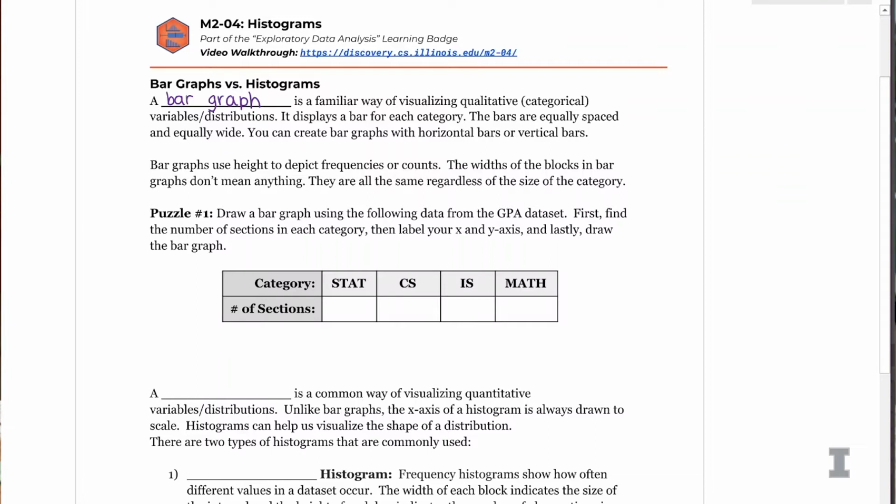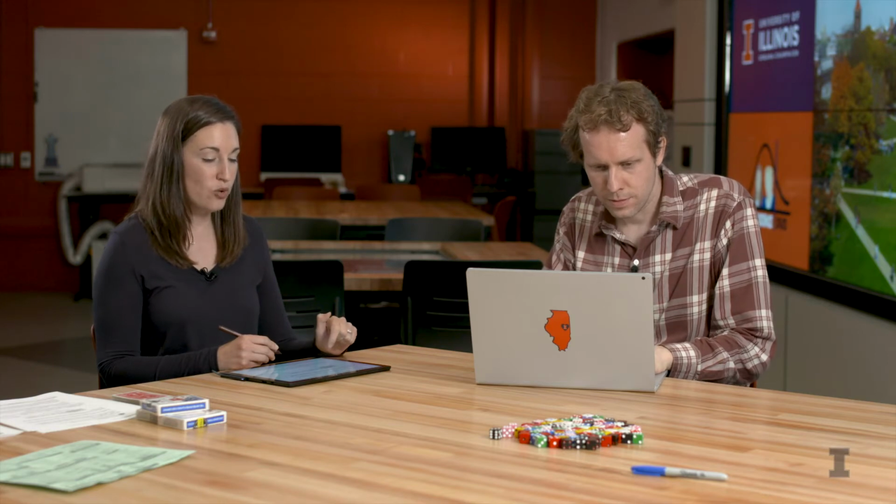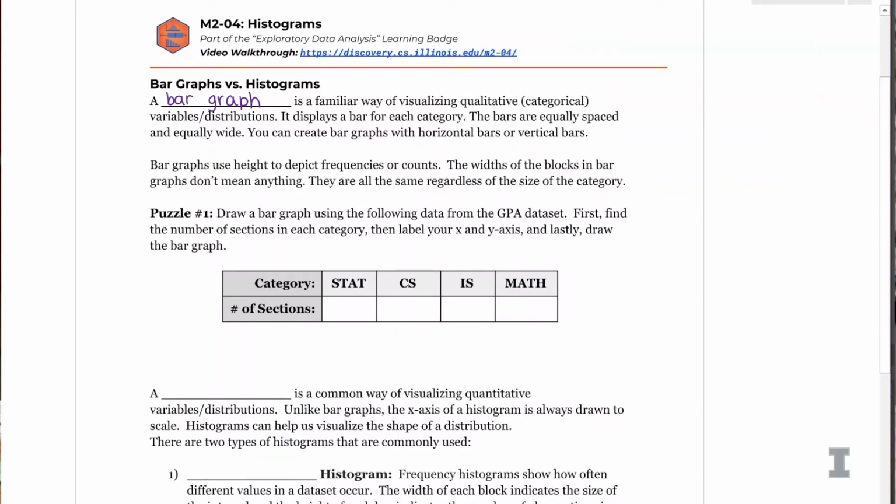So puzzle 1 asks us to go ahead and draw a bar graph using the following data from the GPA dataset. So Wade, you have the GPA dataset pulled up? I do. Perfect. It says first find the number of sections in each category. Then go ahead and draw your bar graph. I want to know how many sections there are in these 4 departments. We have Stat, CS, IS, and Math. CS is computer science, and IS is information science.